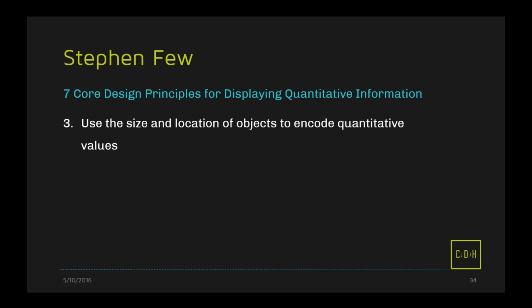The third principle, use the size and location of objects to encode quantitative values. This one is kind of similar to number 3 from Tufte's. Number 4 is differences in values should be portrayed accurately and start from 0.